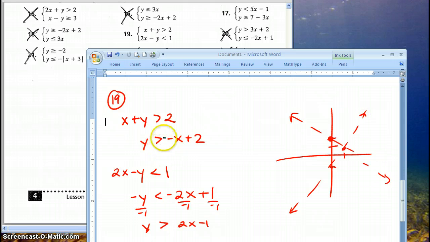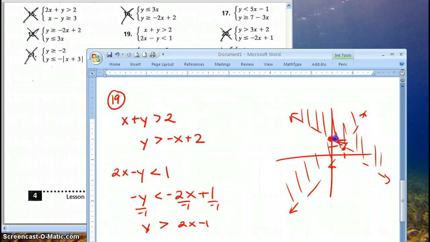And since this one says greater than, I would be greater than my first line. This one also says greater than, so it's greater than my second line, and I see that those two regions overlap right here. So my solution would be just this, and I would not have any of these things. I would erase those to make sure that they're not part of my solution.